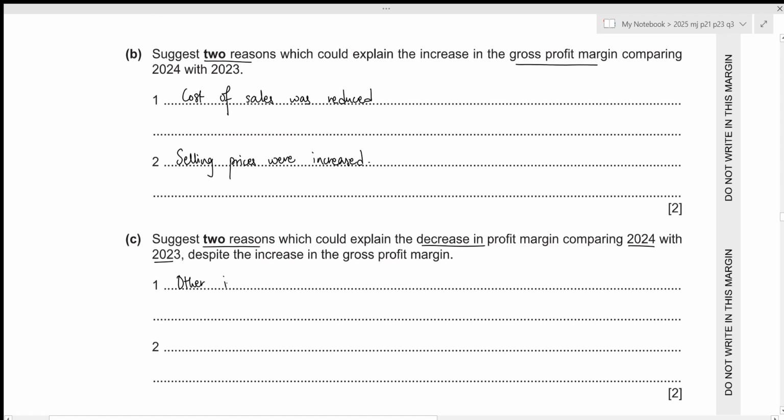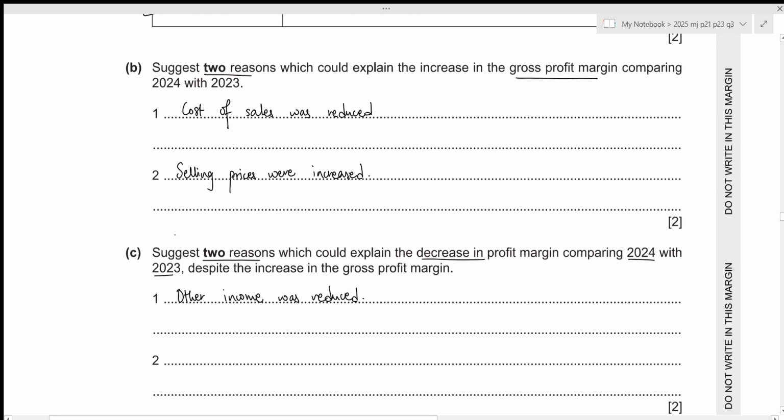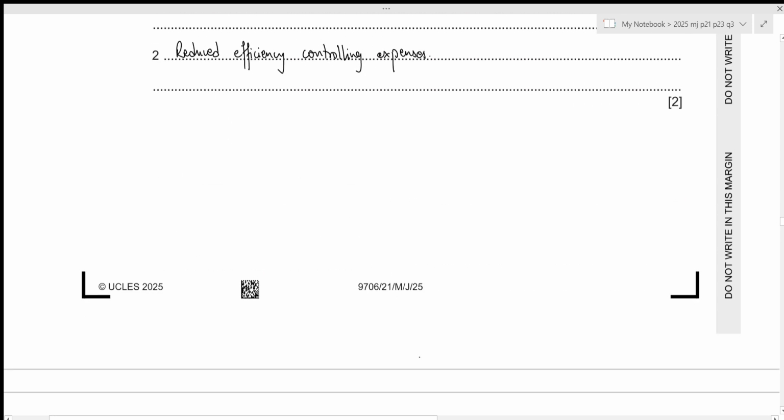Other income was reduced. Then the next thing is that our expenses are increasing. So we can see that our efficiency in controlling expenses is being reduced. Let's write it down. So that is reduced efficiency controlling expenses. All right, that is all for the third part. Let's move towards the next one.